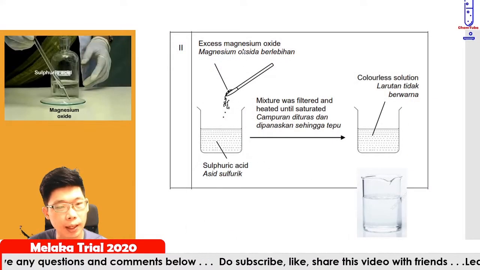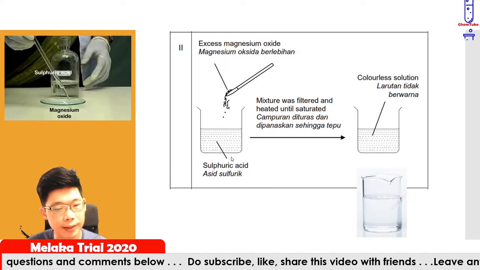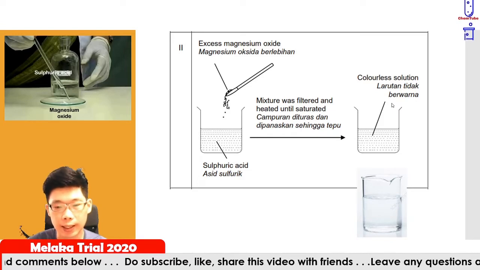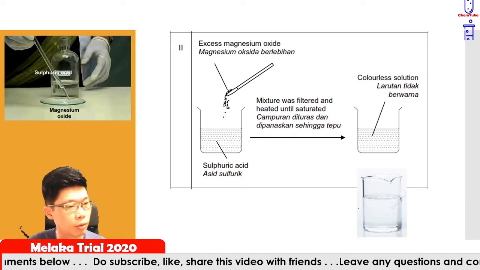Set number 2 is magnesium oxide reacting with the sulfuric acid. So again, actually you will get a colorless solution. It means the solution produced is colorless.